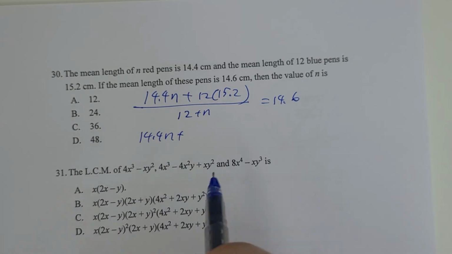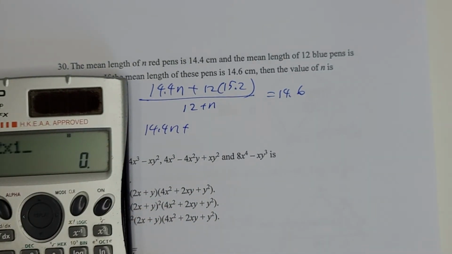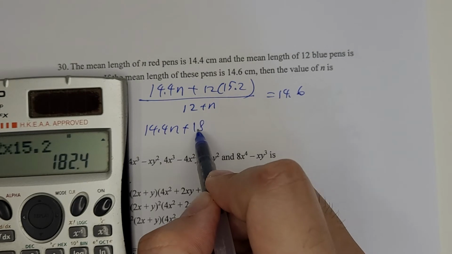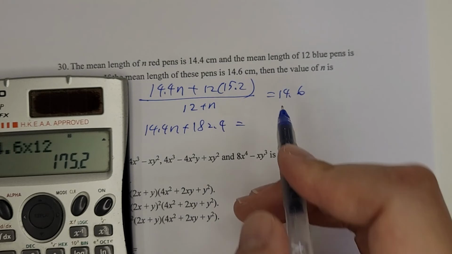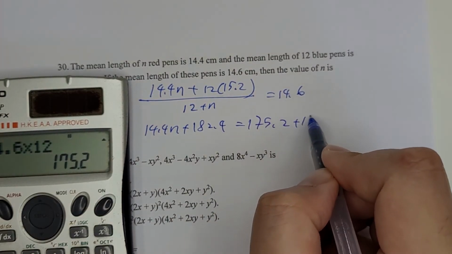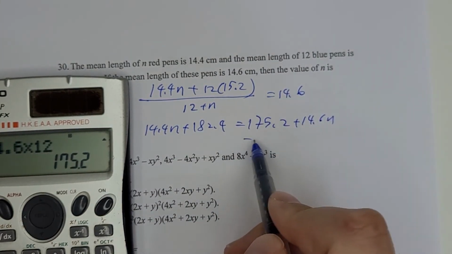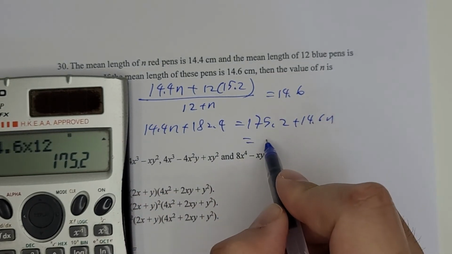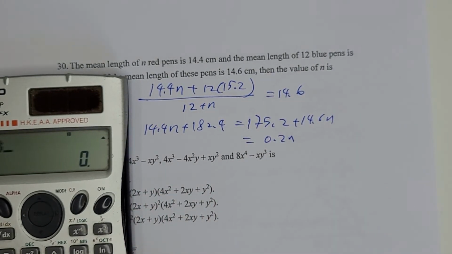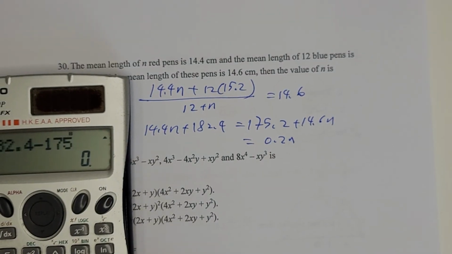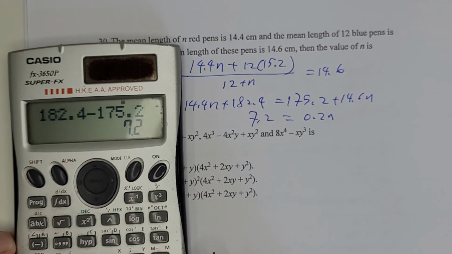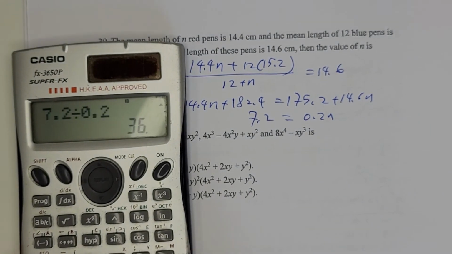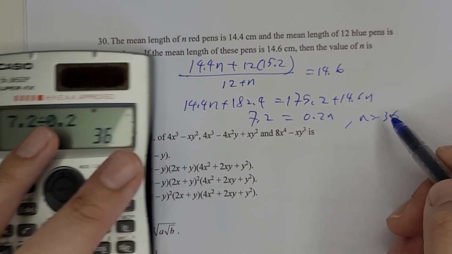14.4n plus 12 times 15.2, that is 182.4, equals 14.6 times 12, that is 175.2, plus 14.6n. So move this term 14.4n over, we get 0.2n, and 182.4 minus 175.2. So you can get n equals 7.2 divided by 0.2, that is 36. So answer C.